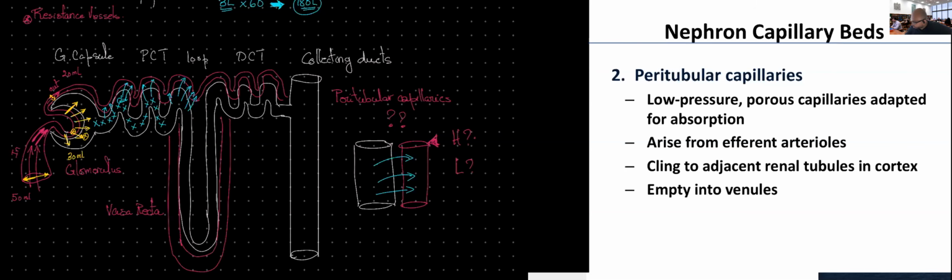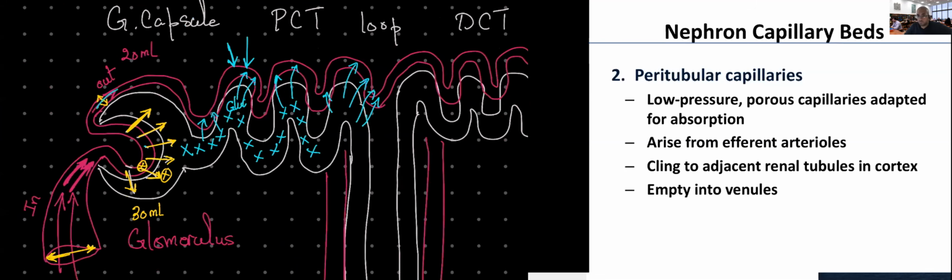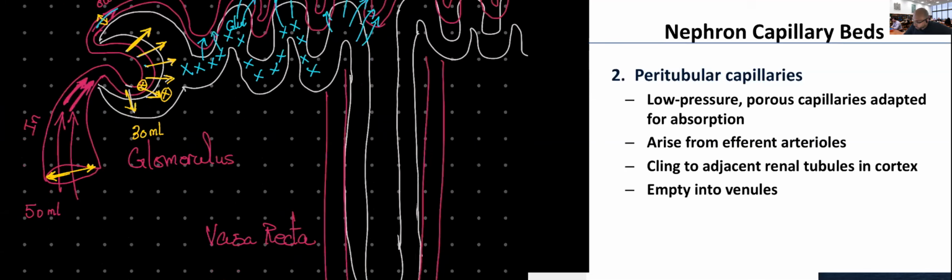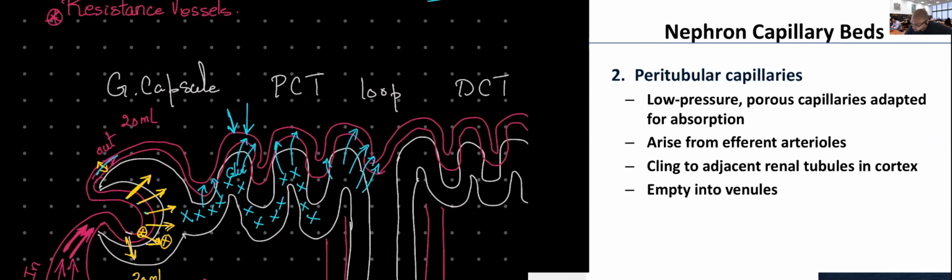So in my peritubular capillaries, I will have low pressure, not high pressure. And what allows me to create this state of low pressure within my peritubular capillaries is simply that I am originating from the efferent arteriole. Remember, the afferent arteriole carried in 50 milliliters, let's say, because it has a large diameter, compared to the efferent arteriole, which only carried out 20 milliliters.